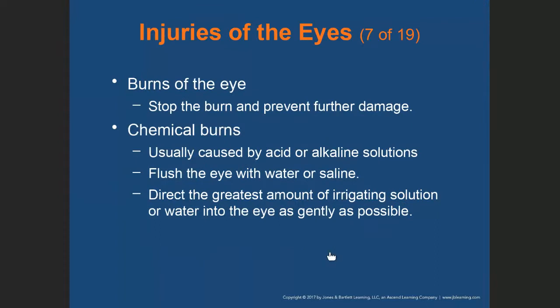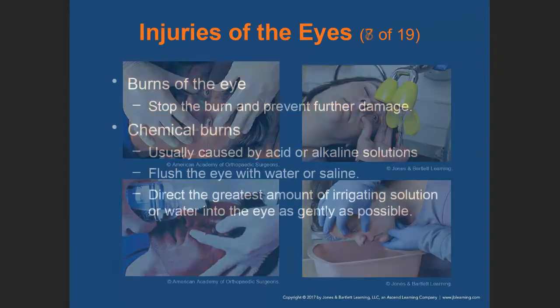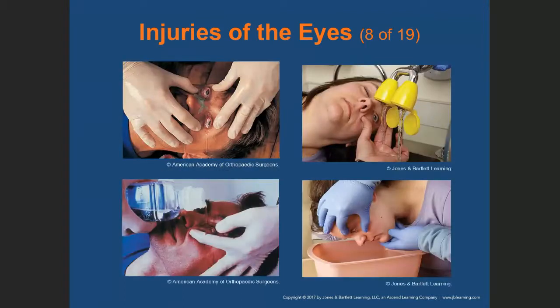Burns of the eye: stop the burn and prevent further damage. For chemical burns, usually caused by acid or alkaline solution, flush the eye with water or saline. Direct the greatest amount of irrigation solution of water into the eye as gently as possible. There are various methods for irrigating the eye. Whichever your organization approves, work with it.